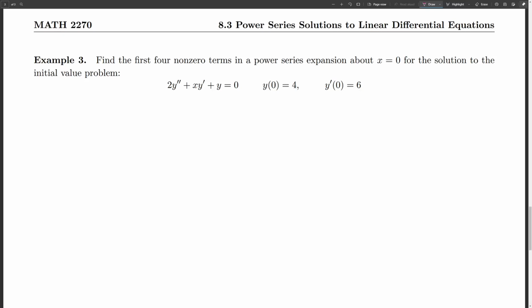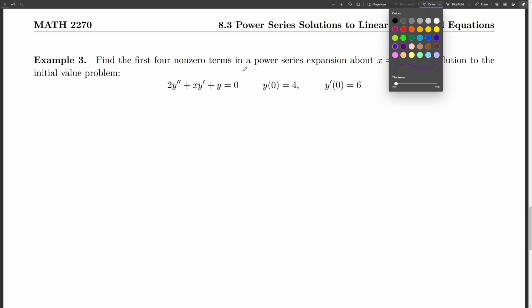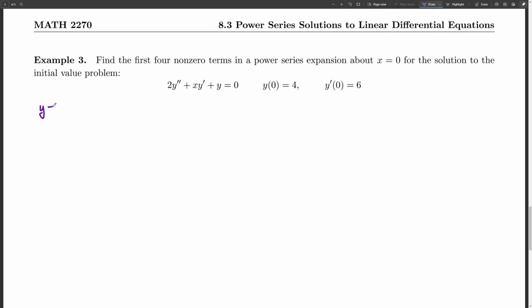So we're doing the power series expansion about x equals 0, so all of the terms in our power series expansion are going to be of the form y equals the sum from n equals 0 to infinity of a sub n x to the power n. And if we write that out, we get a0 plus a1 x plus a2 x squared plus a3 x cubed plus etc.